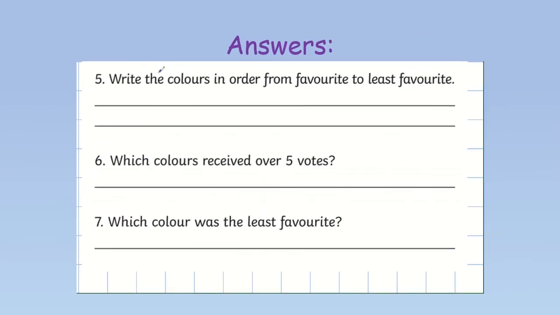Question 5. The colours in order from the favourite to the least favourite. Well, the favourite was orange with 9 votes. Then we had red with 8 votes. Then we have green with 7 votes. Then we have yellow with 5 votes. Then we had blue with 2 votes. And finally purple with 1 vote.